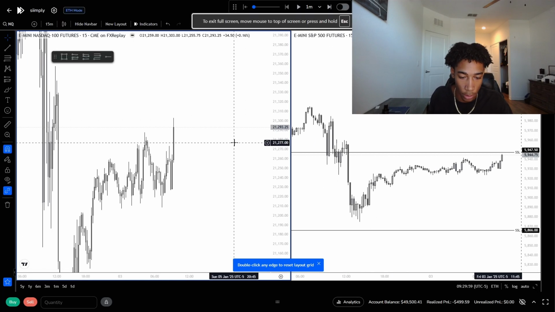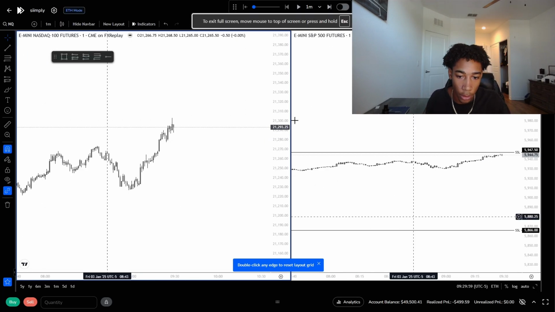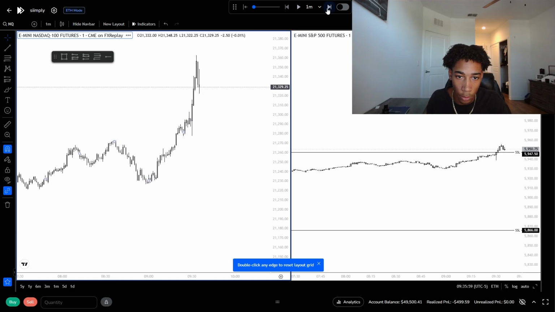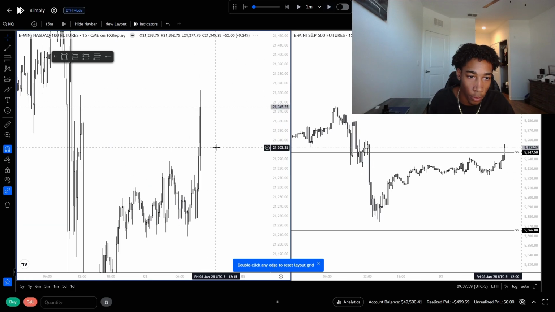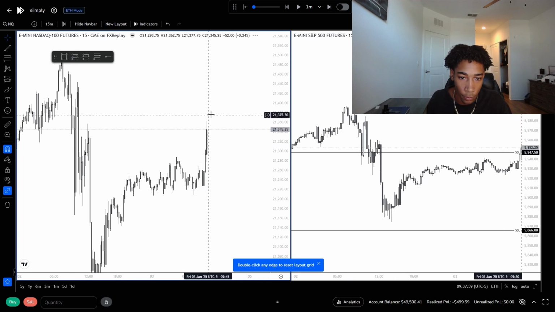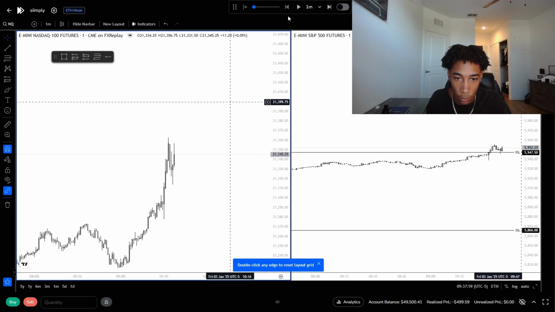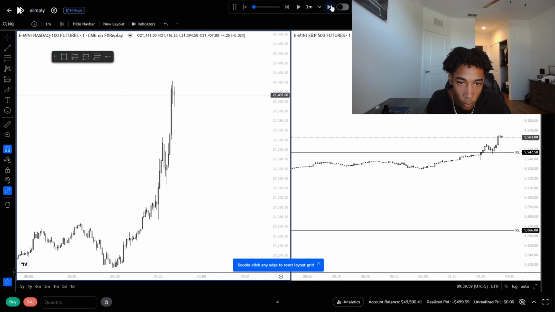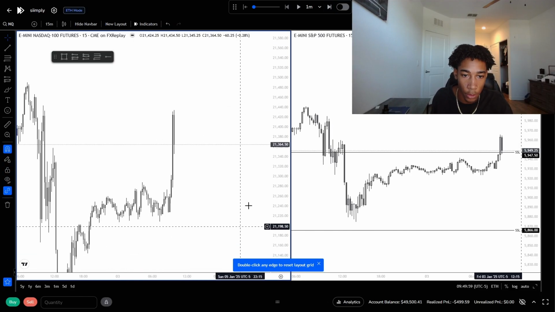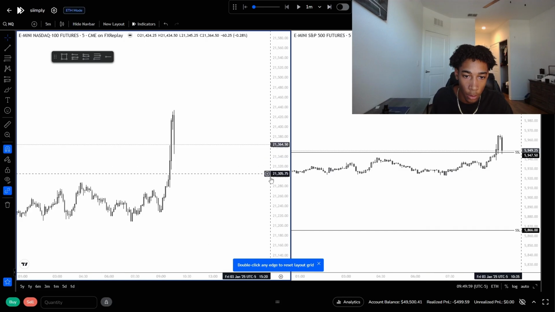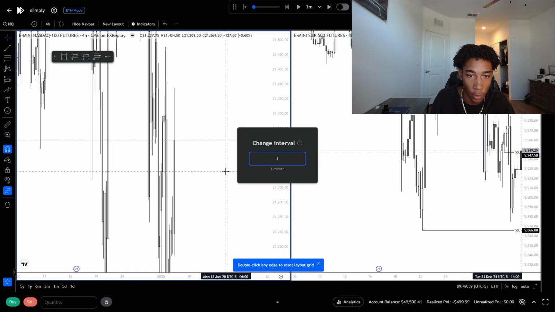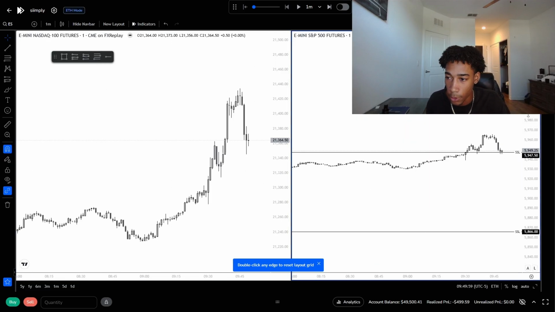So let's go like this. See what 930 does. Yep, 930 just distributes. Here we go to this high. No entry, no entry, no entry. 15-minute close too bullish. Now we're just looking for a high key, just looking for a range to the upside, to be honest with you.